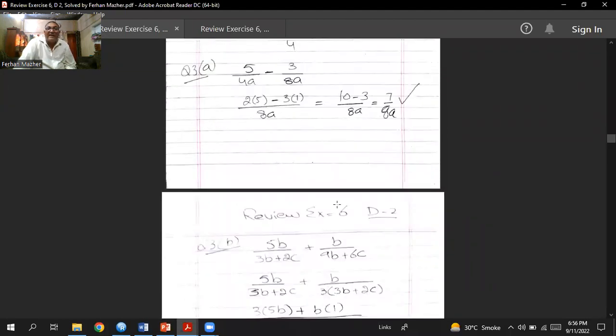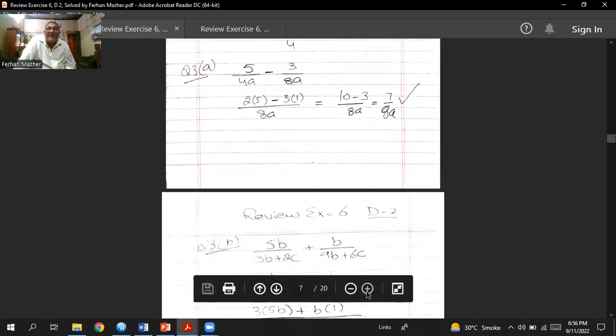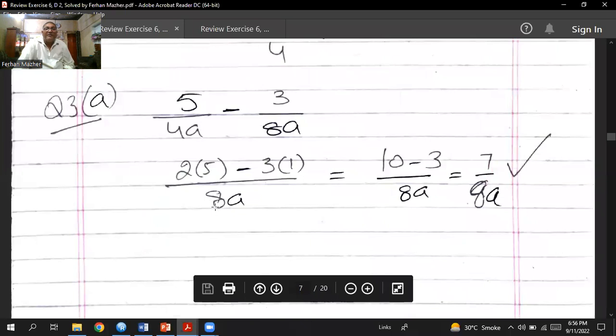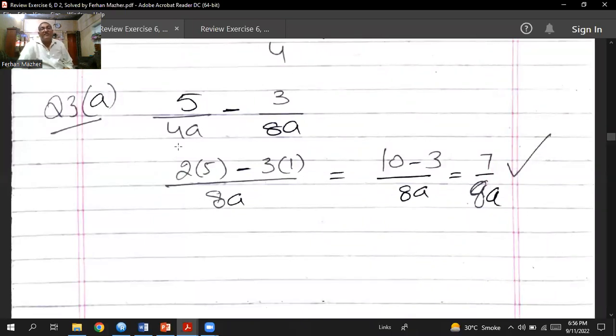So 4a and 8a, the LCM will be 8a. So you can see I have taken the LCM 8a. When you divide this LCM with this denominator, a and a are cancelled. 8 divided by 4 is 2. So that 2 will multiply with this 5. So you will see a 2 into 5. Divide this with this and you will get 1. So 3 will multiply with the 1. So upstairs you will have 10 minus 3 and downstairs you will have 8a, and that will be 7 by 8a. So this is how you will do this question.